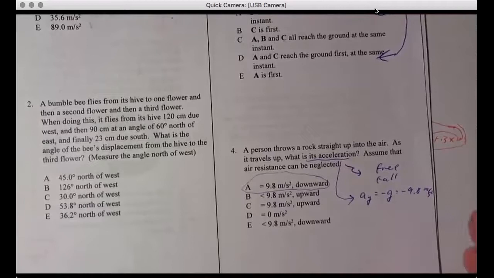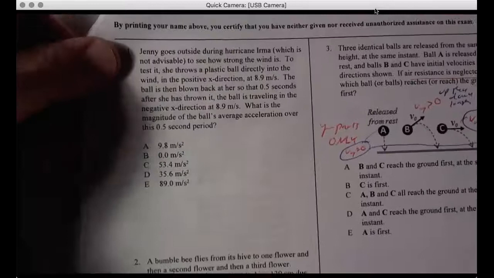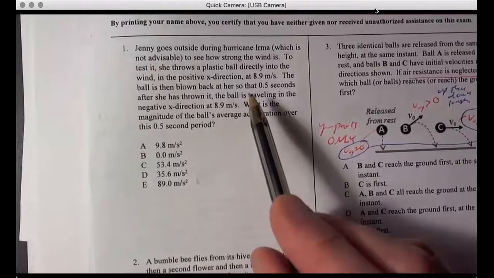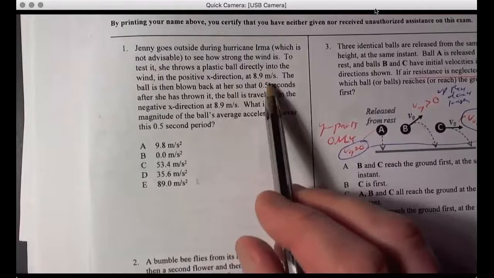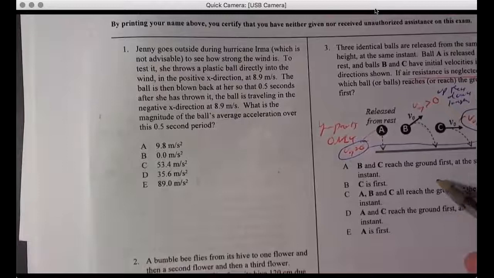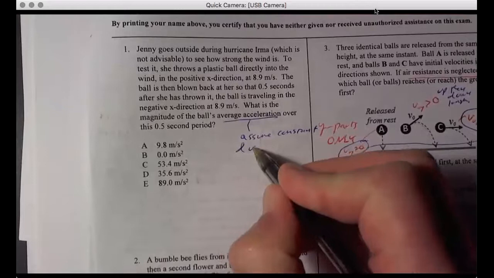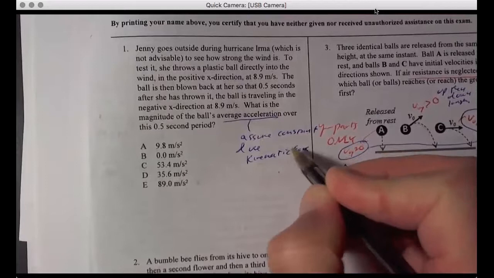Another one you can look at is this one over here. Jenny goes outside in Hurricane Irma, which, see, we're nice to you. We say it's not advisable to go out in a hurricane, but she did. She's going to test how strong the wind is, and she throws a plastic ball into the wind. If you look at this one, you say, I can probably use constant acceleration if I assume it's average. Average accelerations, you can assume constant and use the kinematic equations. It'll work.